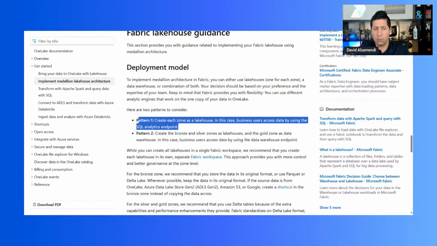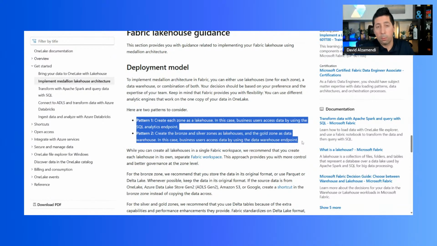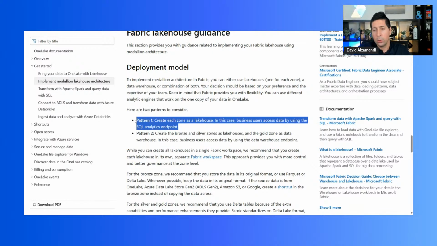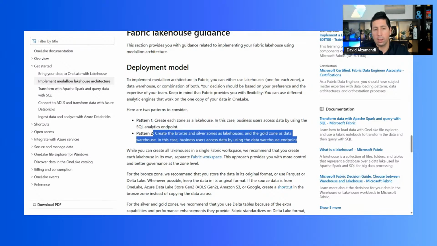There it is. So there are 2 different patterns that I implemented, and they are the most common patterns across Medallion architecture implementations within Microsoft Fabric. So pattern number 1 basically is, okay, look, you could have all the Medallion layers, so the bronze, the silver, and the gold layers, all of them are lakehouses, if that's what you wanted. And you could go a different path. You could have the bronze and the silver layers in the lakehouses, and the gold zone as a data warehouse.